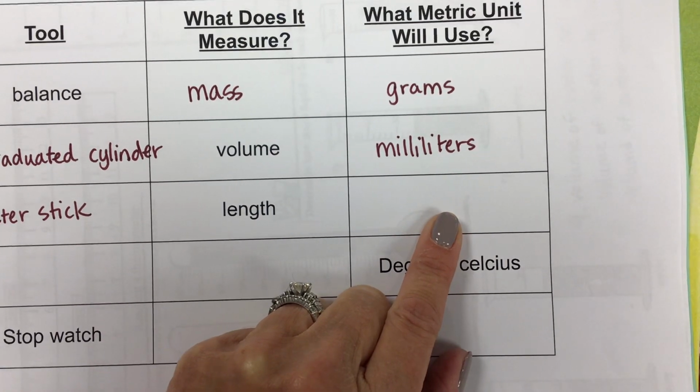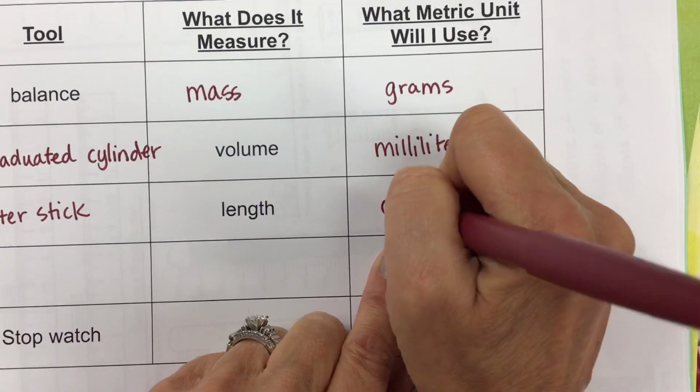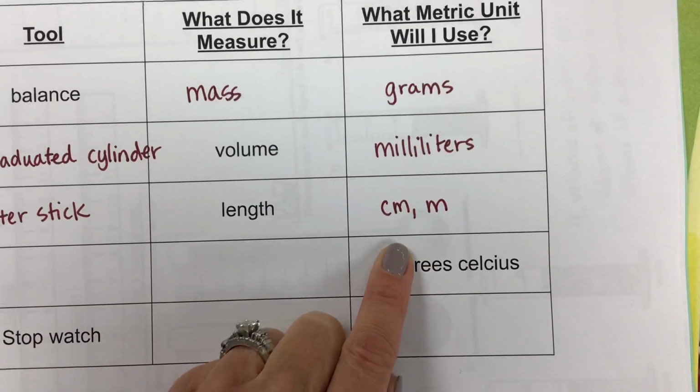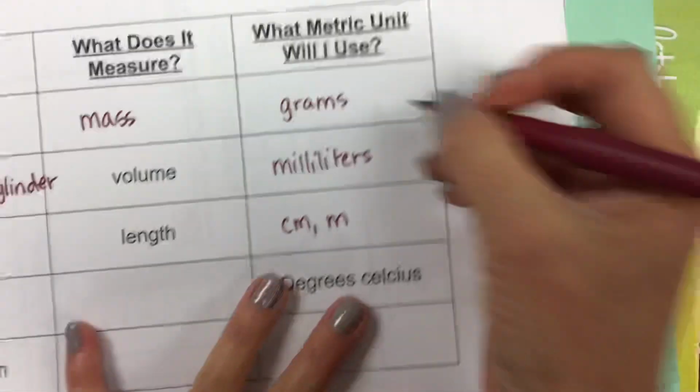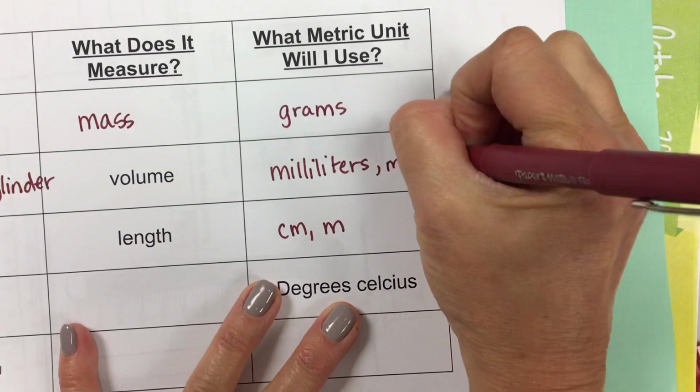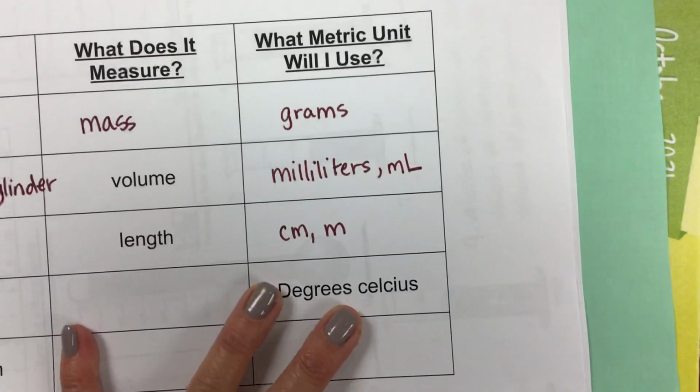And what unit might I use to label my number with? Centimeter. Right, there's more than one. It could be centimeter or it could be meter. And you on the test can spell the word or use the correct abbreviation. Remember, on milliliters, the correct abbreviation has an uppercase L.